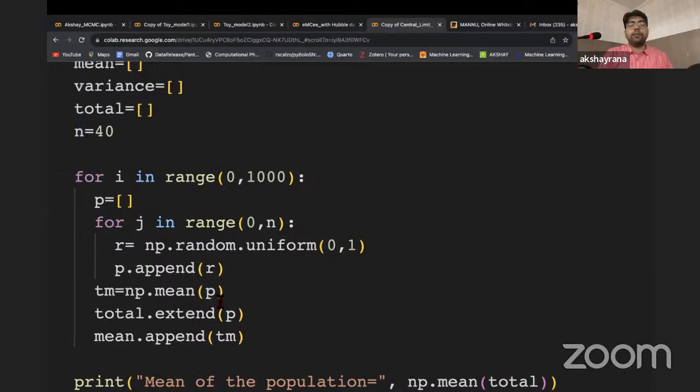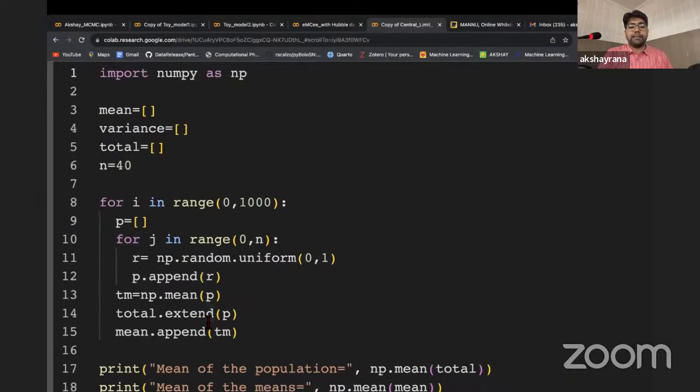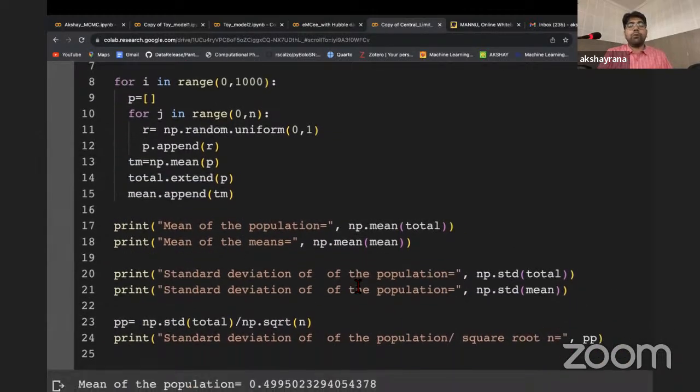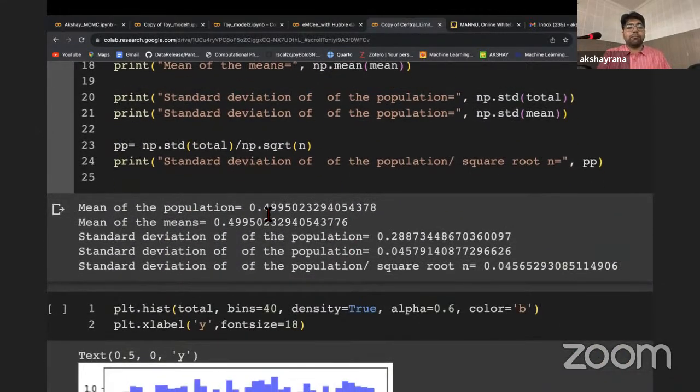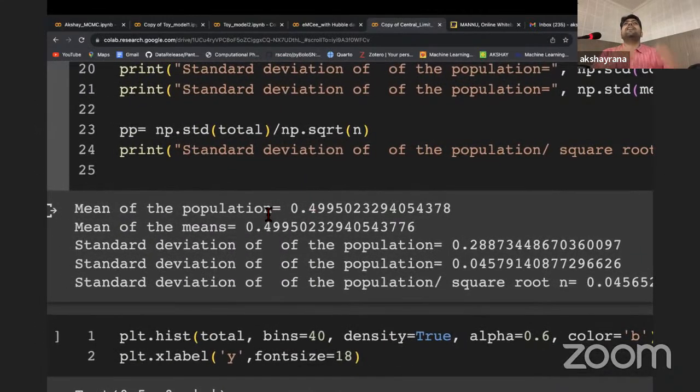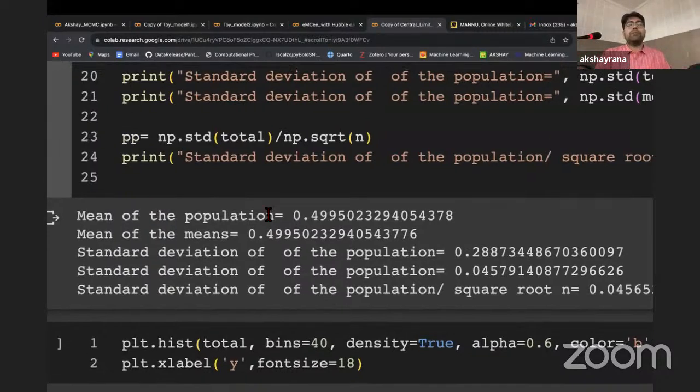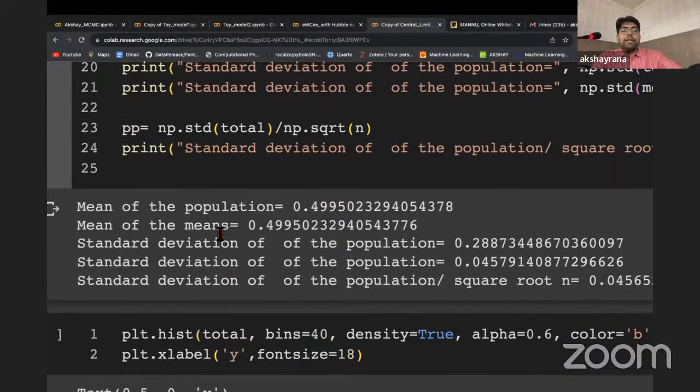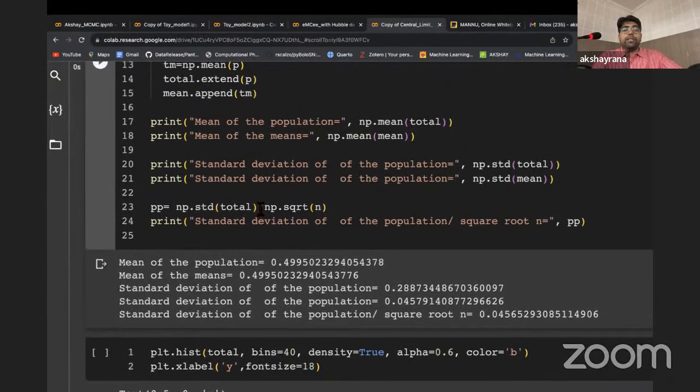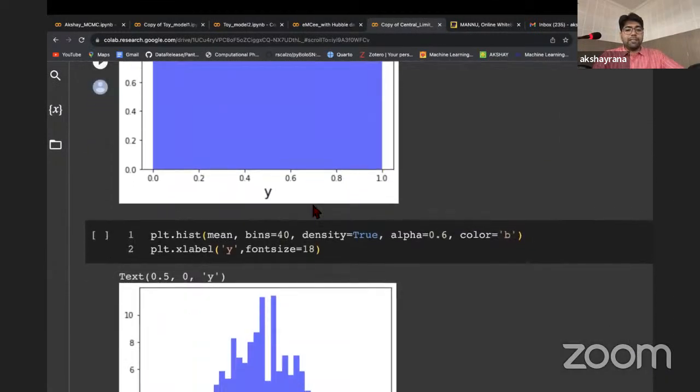Then I have calculated the mean of each sample and extended the distribution. If I calculate the mean of the population, what mean would you expect for uniform random numbers between 0 and 1? 0.5. Yes. Because this is only 1000 points, your mean is roughly around 0.499. You can assume it to be 0.5 given some error. Then I'm plotting the mean of means as well. Let me show it to you.